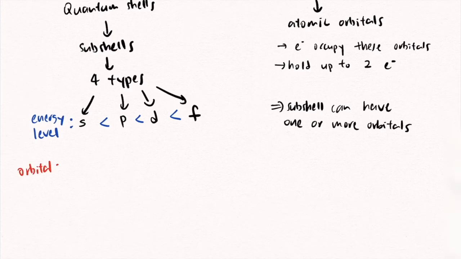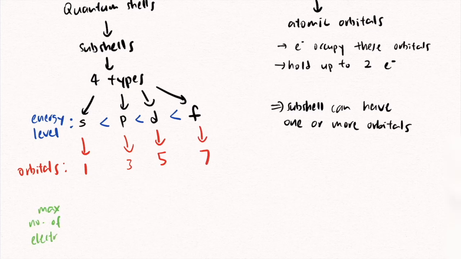The S subshell has 1 orbital and can hold up to 2 electrons. The P subshell has 3 orbitals and can hold up to 6 electrons. The D subshell has 5 orbitals and can hold up to 10 electrons. And lastly, the F subshell has 7 orbitals and can hold up to 14 electrons.